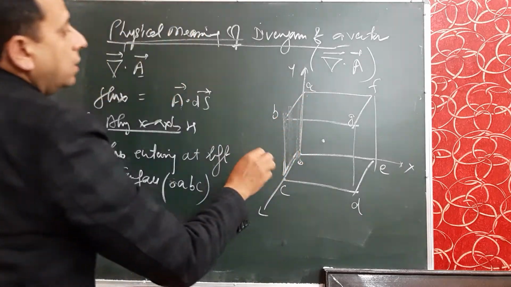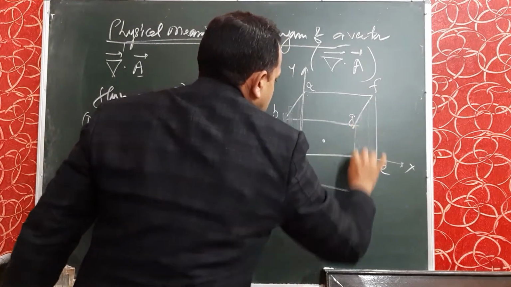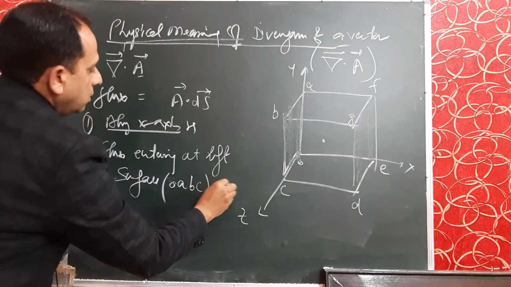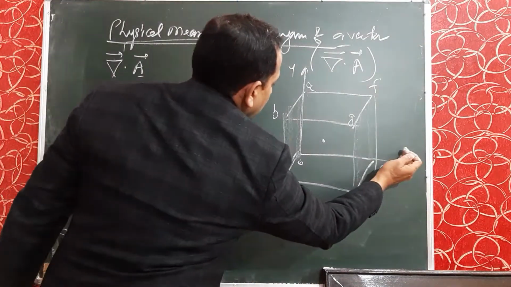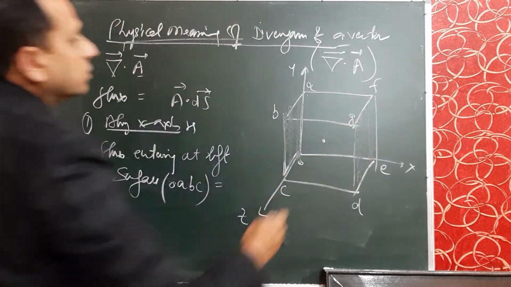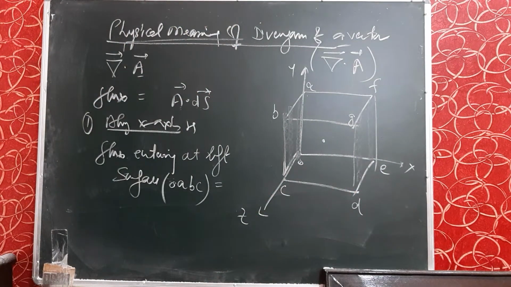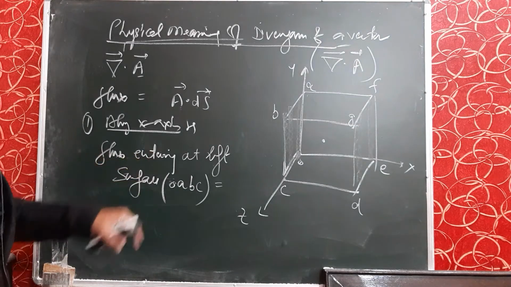Flux entering, and flux is leaving at this surface. Leaving means it will exit from that surface. So the net difference of flux leaving and flux entering is the change in flux within the cuboid along the x-axis. So this is our task. Flux entering at the left surface.